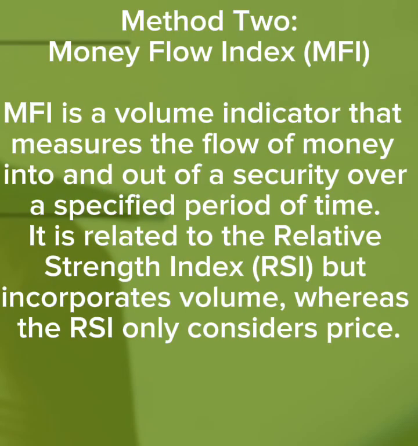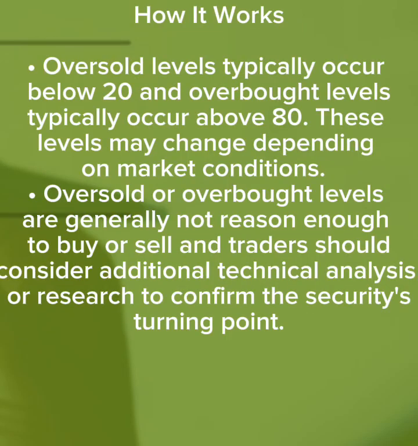Method 2, Money Flow Index, MFI. MFI is a volume indicator that measures the flow of money into and out of a security over a specified period of time. It is related to the Relative Strength Index, RSI, but incorporates volume, whereas the RSI only considers price. How it works. Oversold levels typically occur below 20 and overbought levels typically occur above 80.